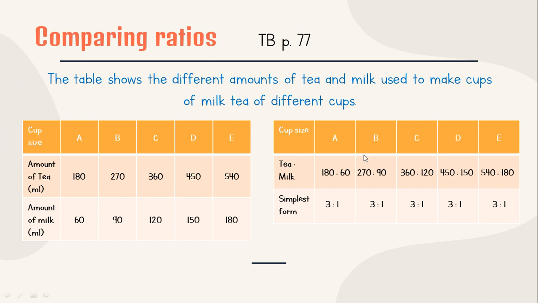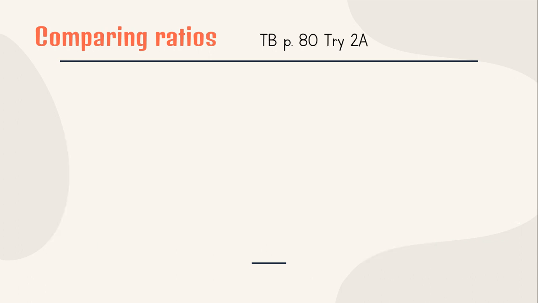Now, from this table, even though the amounts of tea and milk are different for each cup, these cups actually share the same ratio. Get it? Why? Because cup B is 3 to 1, C is 3 to 1, D is 3 to 1, and E is 3 to 1. So these cups share the same ratio. This is what we're going to compare. Okay, go to the next.